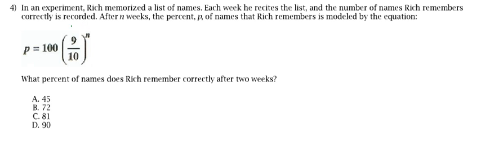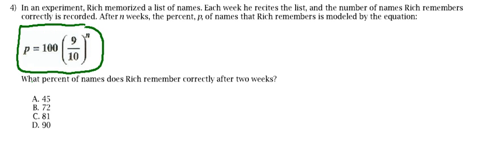They're going to give you an equation that represents P. P is the percent, so this is my percent right here. Make sure you look at the variables and try to figure out what they're referring to. N represents how many weeks. Then go down and look at the question.